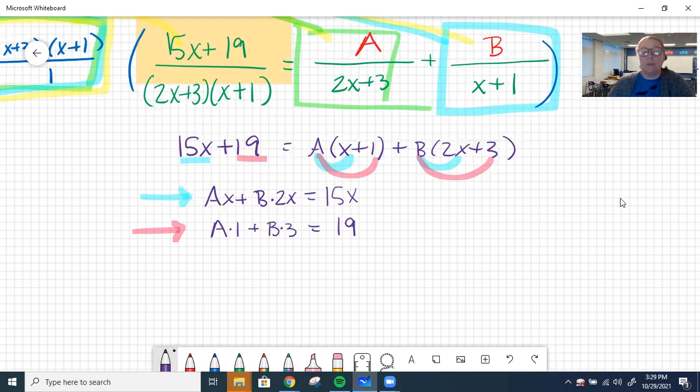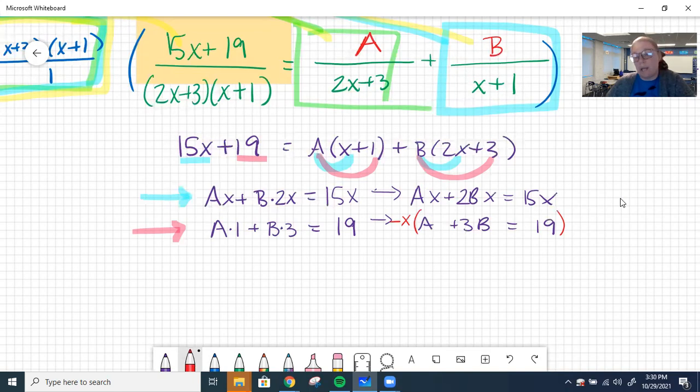All right, so now my system is I have ax plus 2bx equals 15x. I'm just rewriting it. And then I have a plus 3b equals 19. And I want to solve this system. Okay, you can use elimination or substitution. I'm going to use elimination, right?